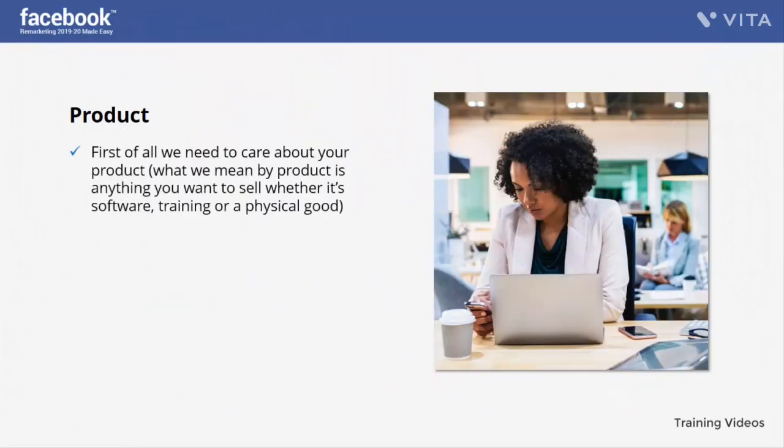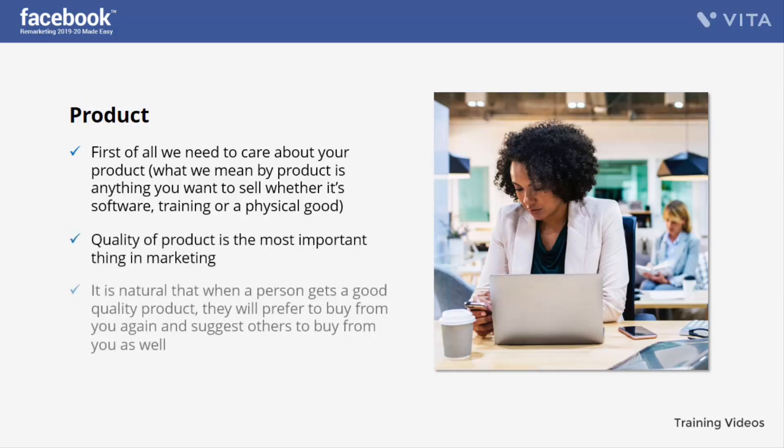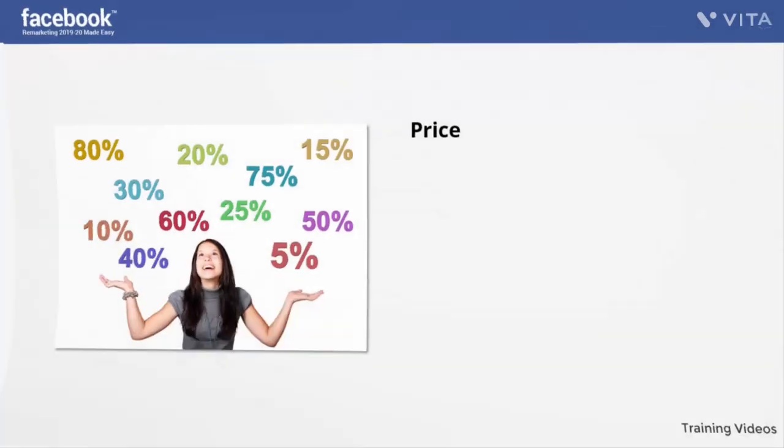Product. First of all, you need to care about your product. What we mean by product is anything you want to sell, whether it's software, training, or a physical good. Quality of product is the most important thing in marketing. It is natural that when a person gets a good quality product, they will prefer to buy from you again and suggest others to buy from you as well.